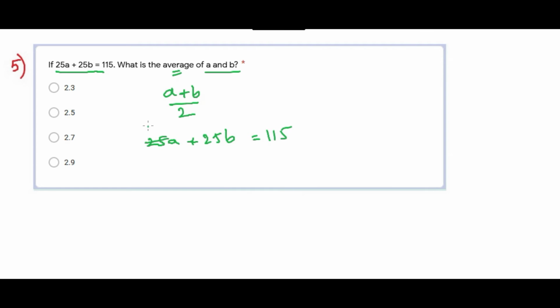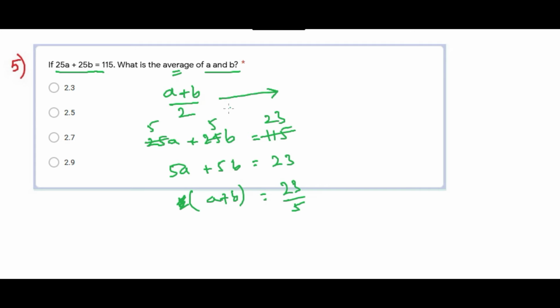So let me divide by 5. 5 5s are 25, 5 23s are 115. So 5A plus 5B is equal to 23. If we take 5 as common, A plus B is equal to 23 by 5. So the average is equal to 23 by 5 into 2, which is equal to 2.3. Yeah, 2.3 is the answer. Let's move on to the next problem.